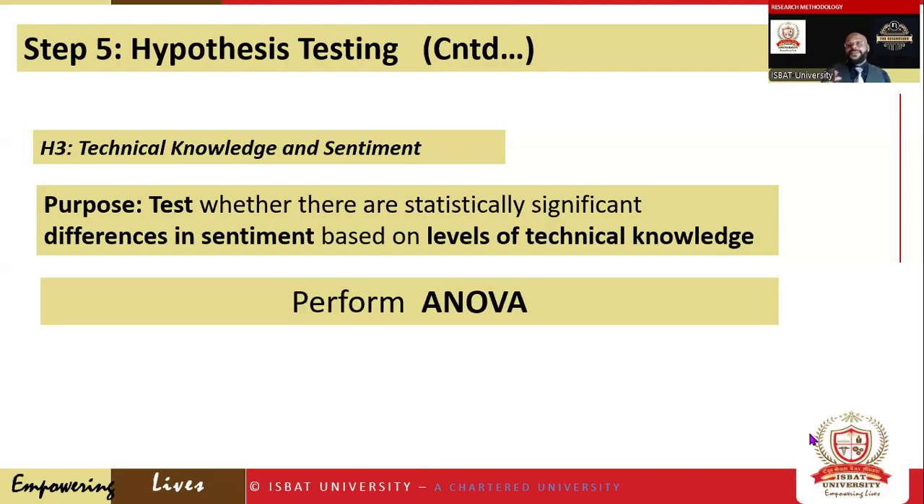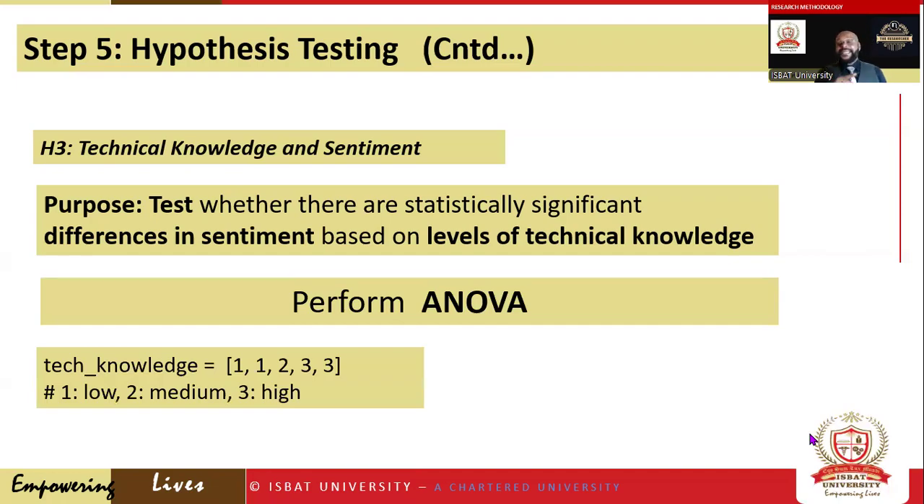So, I do an analysis of variance. I have three categories of respondents in my study. For technical knowledge, low is 1, medium is 2, and 3 is high. So I'm converting them to data. See that I'm making it into a data set.